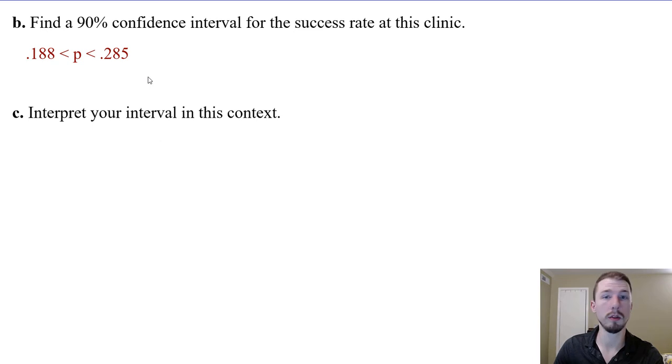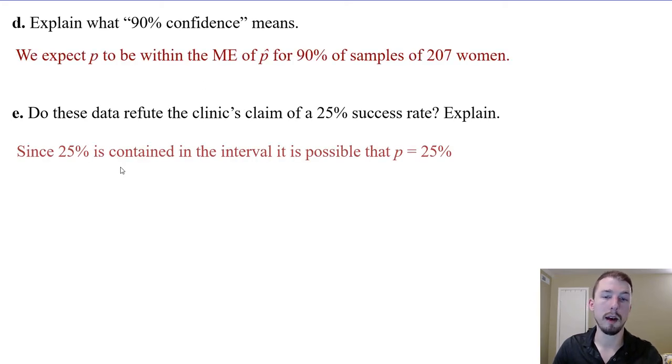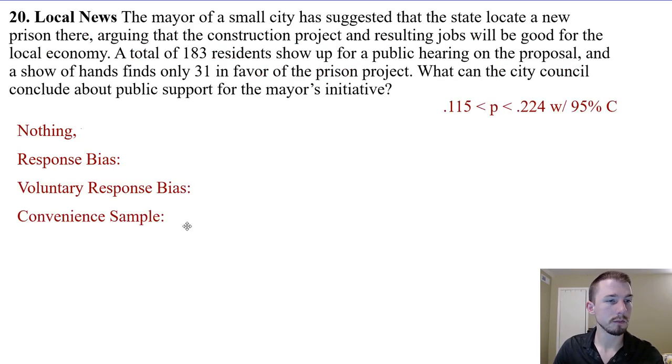So it might be true that the true proportion is 25%. Now, no one actually knows what that true proportion is, so I don't know how they could claim such a thing, but we don't have enough evidence to call BS on their claim, because 25% was actually contained within our confidence interval. So it is possible, we believe, that the true proportion could be 25%.